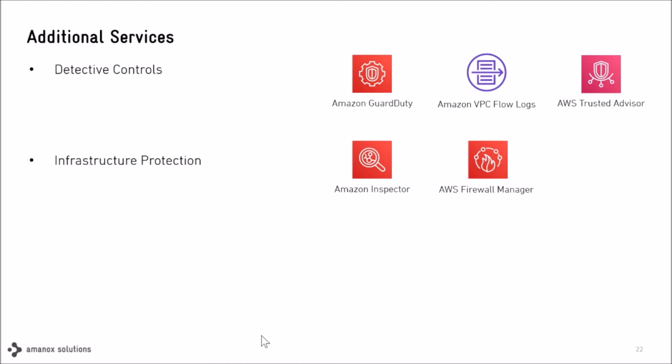Infrastructure protection is also a key part of an information security program. So it ensures that systems and services within your workload are protected against unintended and unauthorized access, and potential vulnerabilities. One service that can help you here is Amazon Inspector. It automatically assesses applications for exposure, vulnerabilities, and deviations from best practices.